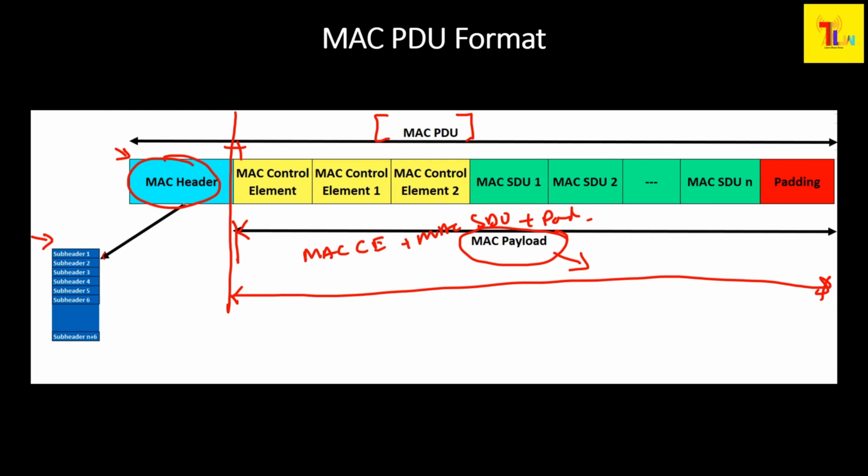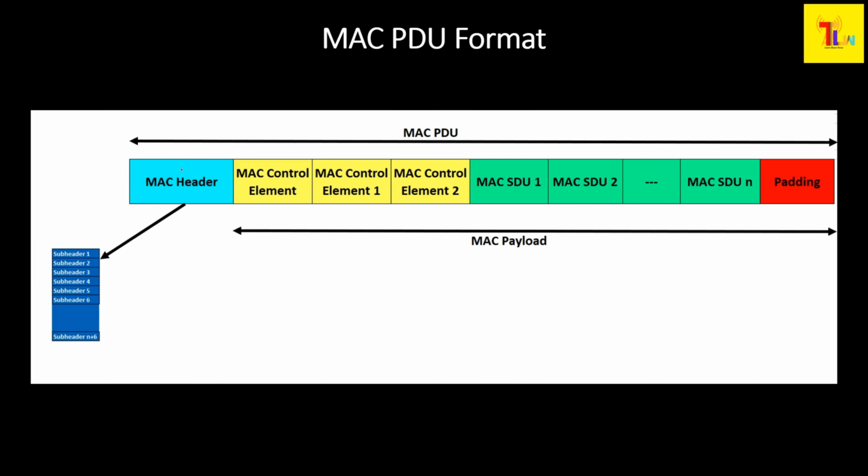So what exactly are the MAC header components? The MAC header consists of multiple subheaders and it will be carrying the information related to RNTI, Modulation and Coding Scheme, HARQ Process information, and the complete transport block size. So these are the things we can get from this MAC header. And when we talk about the subheaders, let me go to the next slide to understand them.